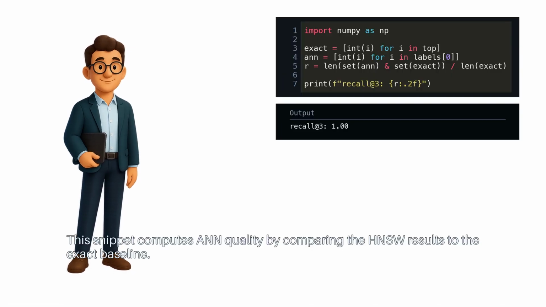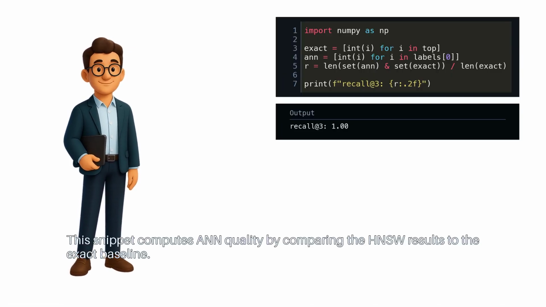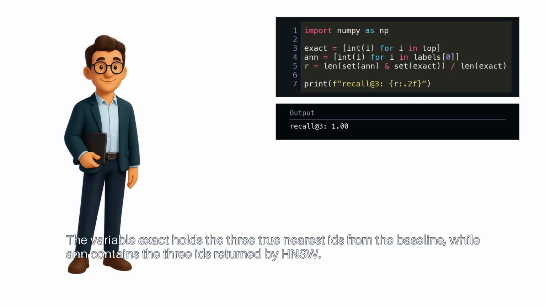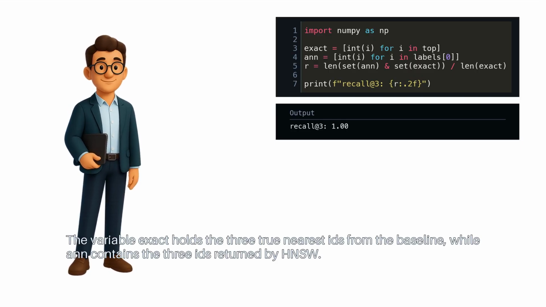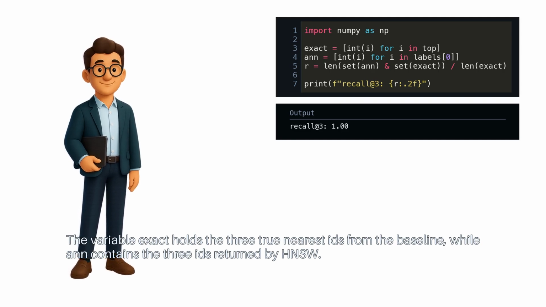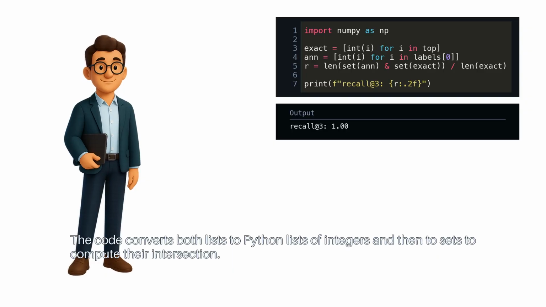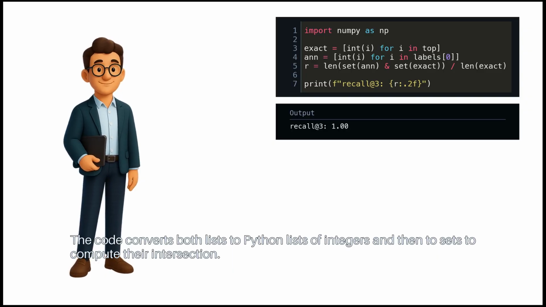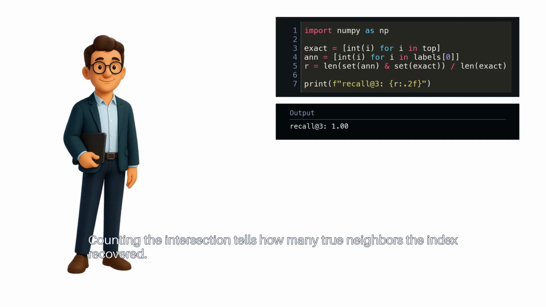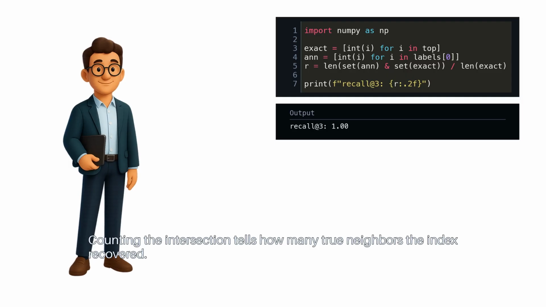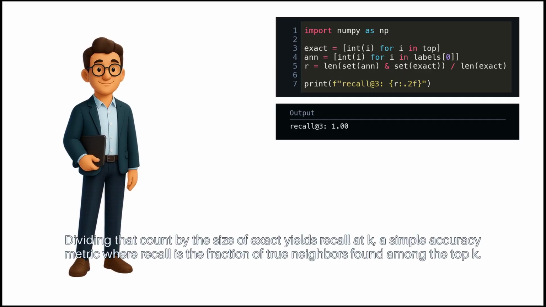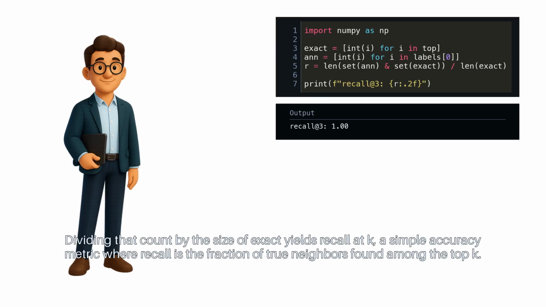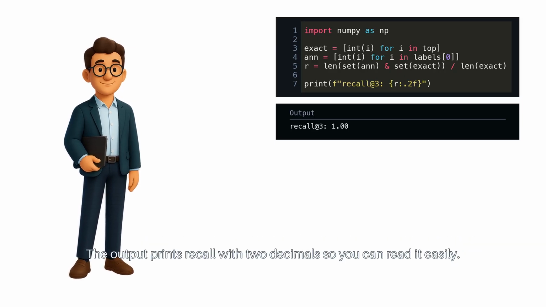This snippet computes KNN quality by comparing the HNSW results to the exact baseline. The variable exact holds the 3 true nearest IDs from the baseline, while knn contains the 3 IDs returned by HNSW. The code converts both lists to Python lists of integers and then to sets to compute their intersection. Counting the intersection tells how many true neighbors the index recovered. Dividing that count by the size of exact yields recall at K, a simple accuracy metric where recall is the fraction of true neighbors found among the top K. The output prints recall with 2 decimals, so you can read it easily.